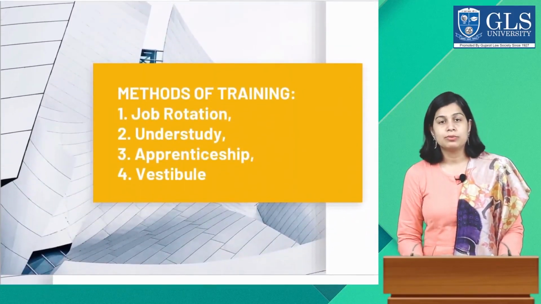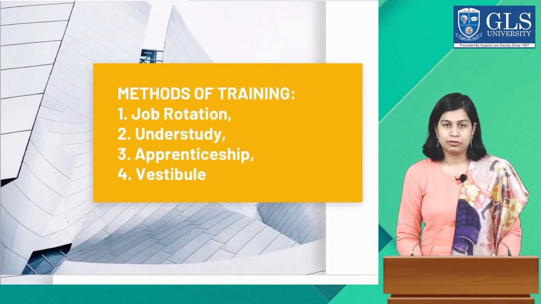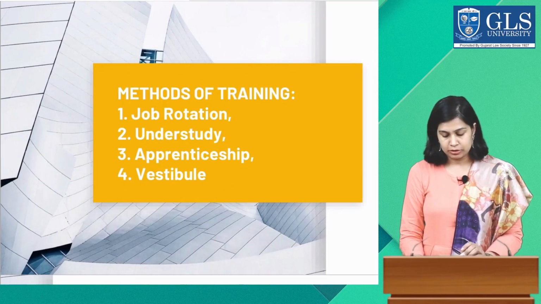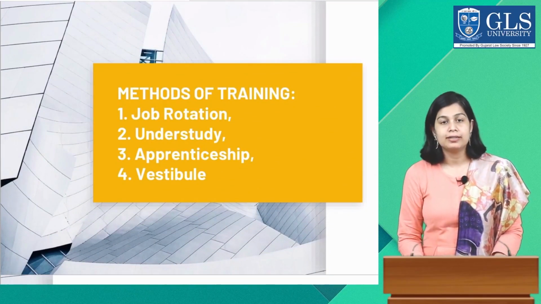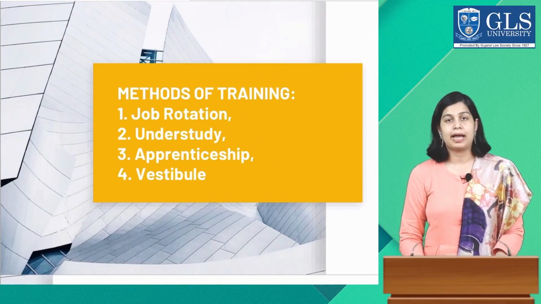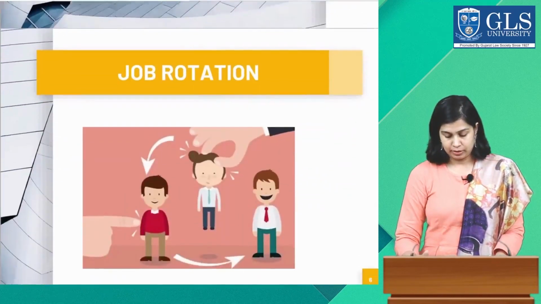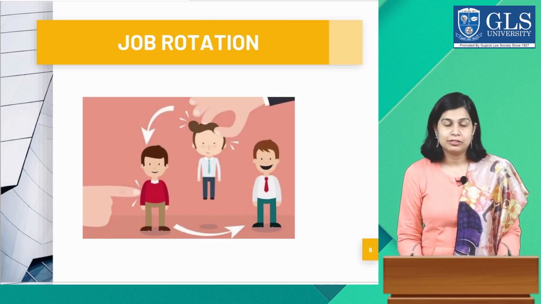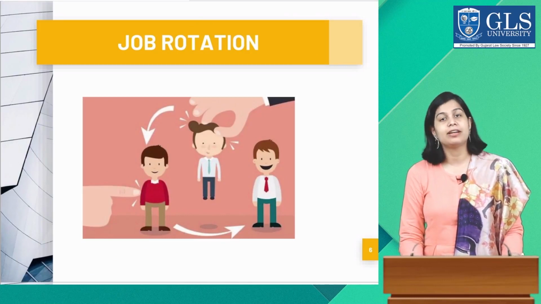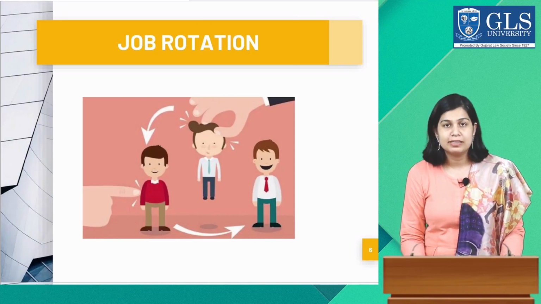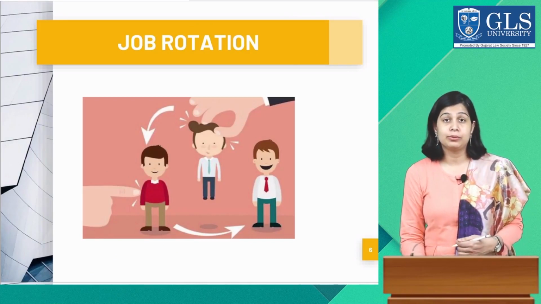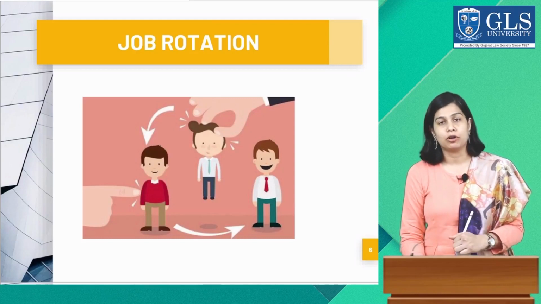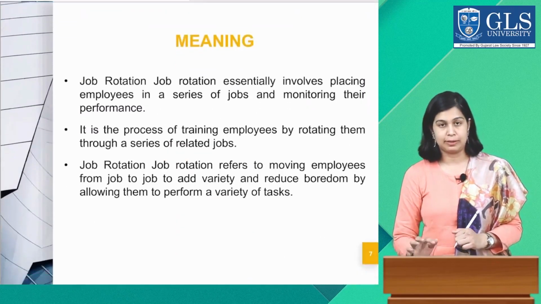In our course, we shall be studying four methods of training. Out of them, the first two we shall be studying in this session. The four methods are job rotation, understudy, apprenticeship, and vestibule training method. Job rotation is the most basic method used to train operatives and frontline officers. So what is basically job rotation? It is where people get an experience of learning different activities of the same job. The nature of the job remains the same.